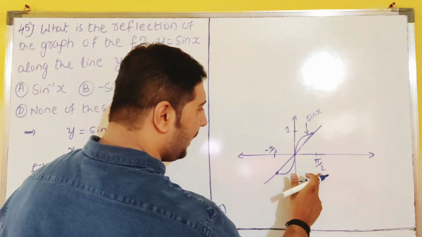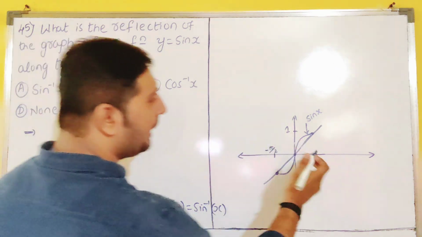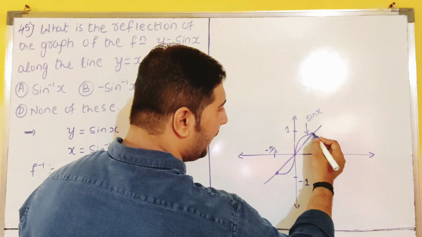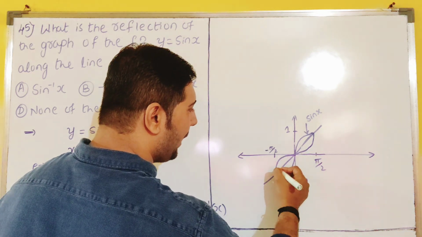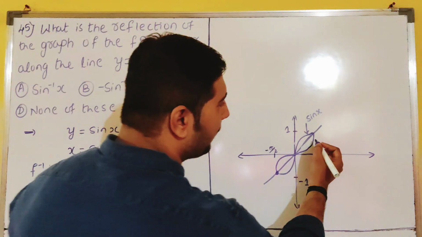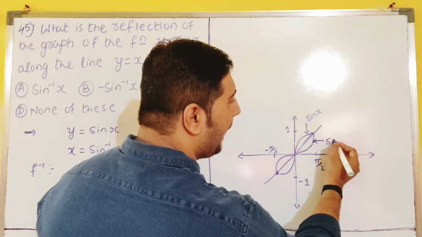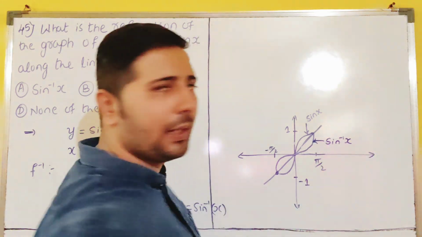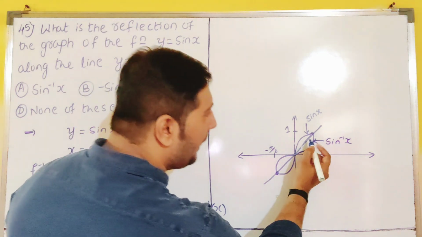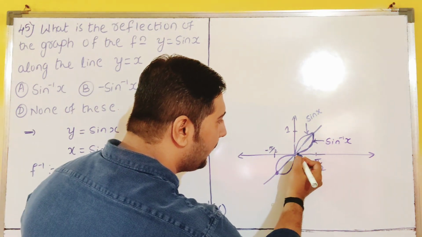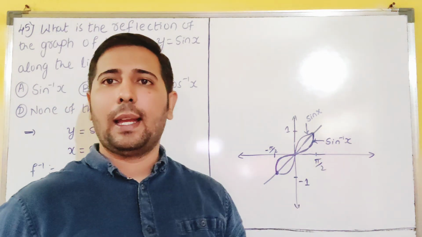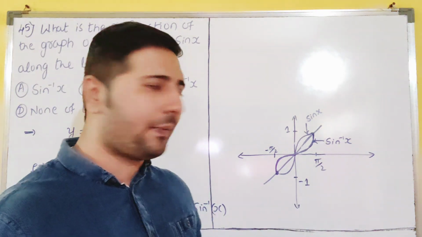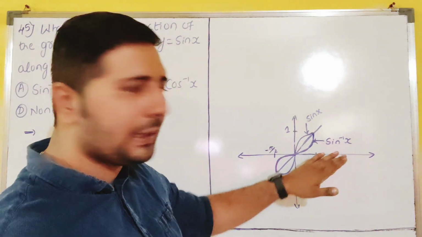Sine inverse of 1 is pi by 2, dear students. Pi by 2 if you put, it is 1. So it will come like this reflection. See the mirror image. This is called as what? Sine inverse x, dear students. So mirror image, it will come like this. Can you see this? This is the sine inverse x image or graph. So sine's reflection comes on this.